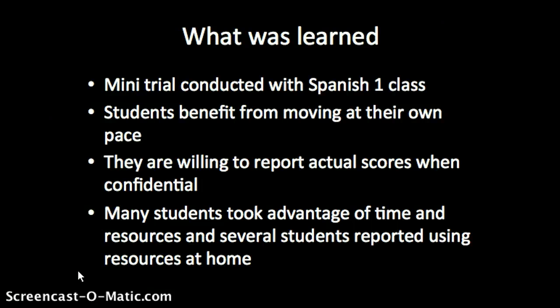I also noticed that many students took advantage of the time in class and the resources that were given to them through the book website and the external websites. Several students also told me the next days in class after the unit was over that they were using those resources at home to prepare for the upcoming chapter test.